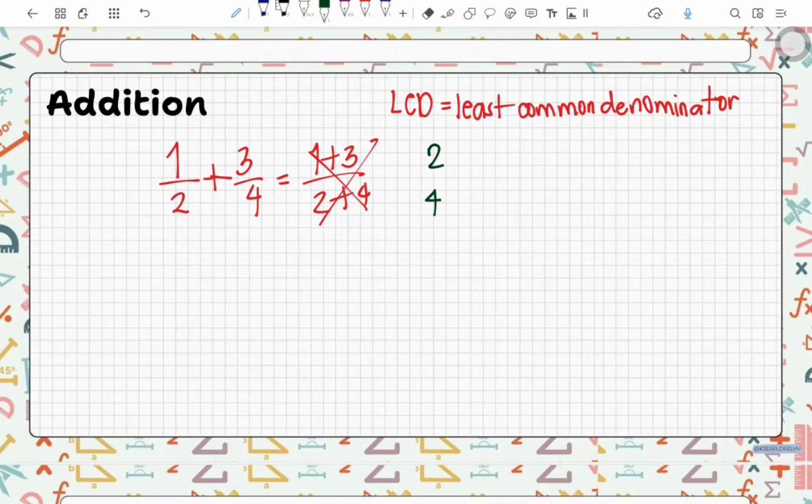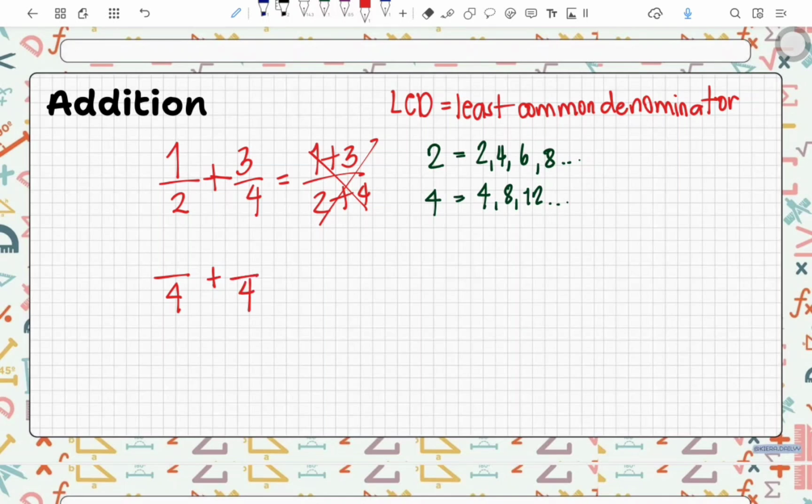So let's get the common multiples of 2 and 4. Multiples of 2: 2, 4, 6, 8, and more. Multiples of 4: 4, 8, 12, and more. Now the number that is the same in both, and that is the lowest, is 4. Okay, so we already know that the least common denominator is 4. So we are going to have it as over 4 plus over 4.